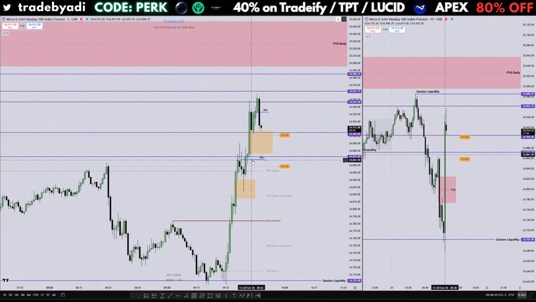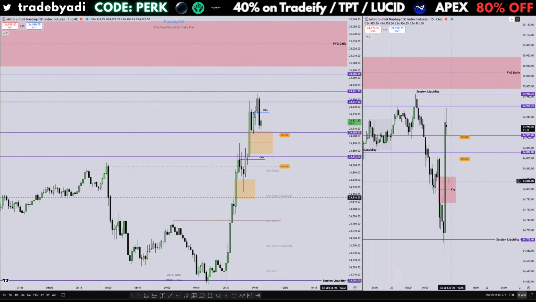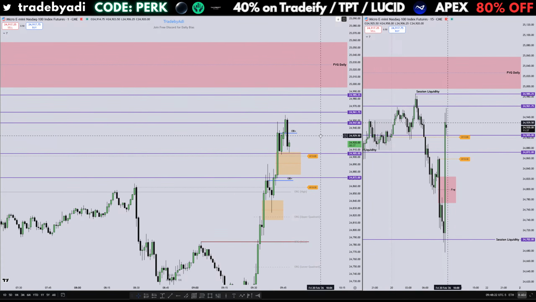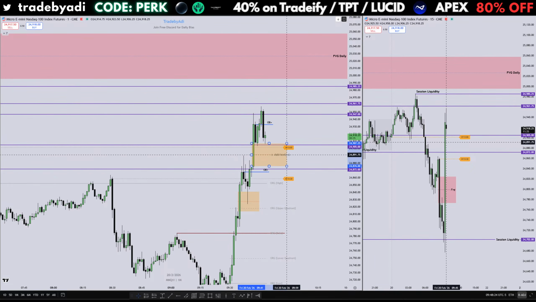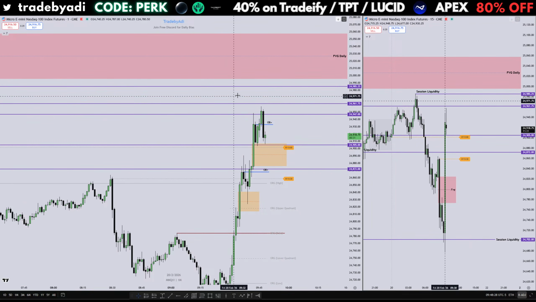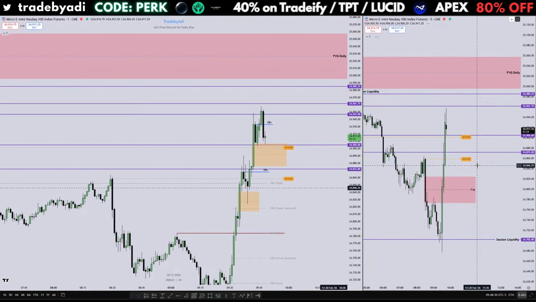And we were having a 9:45 news. Okay, after the news we have taken out the short term high. I want to see how the price is reacting. This fair value gap is important. Let me check, do we have any 5-minute fair value gap?